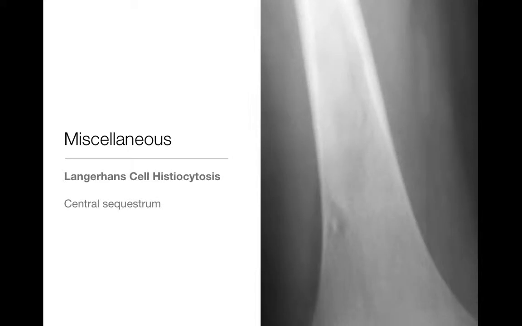Langerhans cell histiocytosis, this can look like a lot of things, but one of the classic features is this geographic lytic lesion with a bony sequestrum. This looks just like a Brodie's abscess a lot of the time. It can be very hard to tell apart. I don't think you could say this is not a Brodie's abscess.